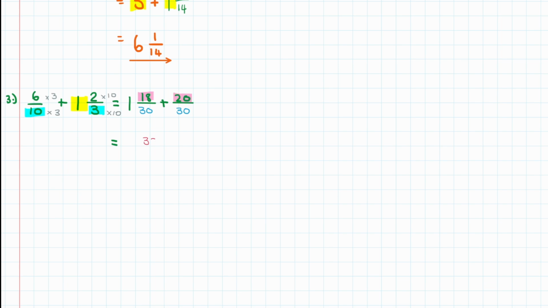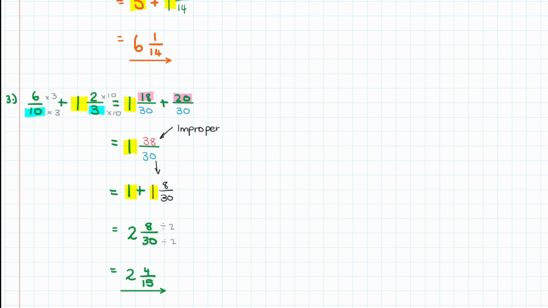18 plus 20 gives me 38, so I'll have 1 and 38 over 30. 38 divided by 30 is 1 remainder 8, so that means I have 1 plus 1 and 8 over 30. When I add my whole numbers, I'm left with 2 and 8 over 30, and 8 and 30 can both be divided by 2, so my final answer is 2 4/15.